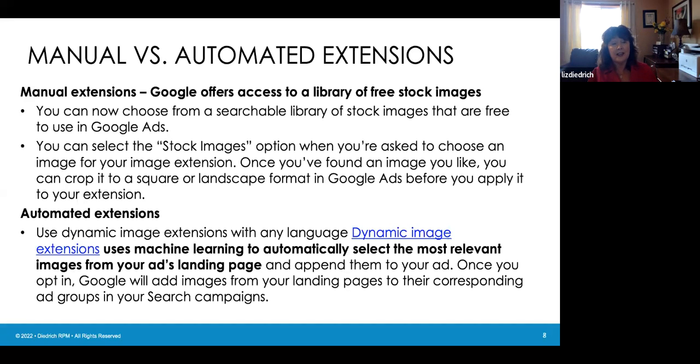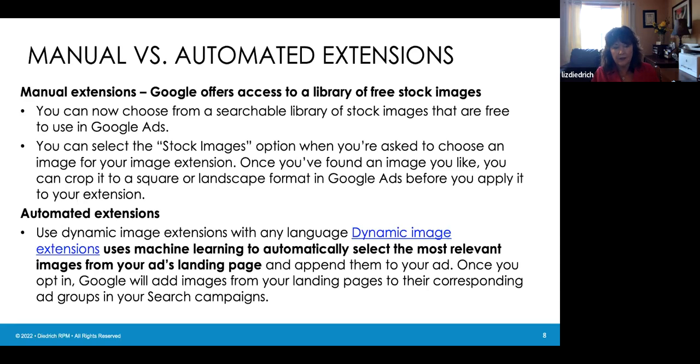So one thing that I think is really interesting, and what I found is a lot of people are not aware of, is that Google has access to a library of free stock images that you can use and you can access at no cost. And you can select the stock images option when you're building your image extension. Once you've found an image you like, you just crop it and put it into the square landscape format before you apply it to the extension.